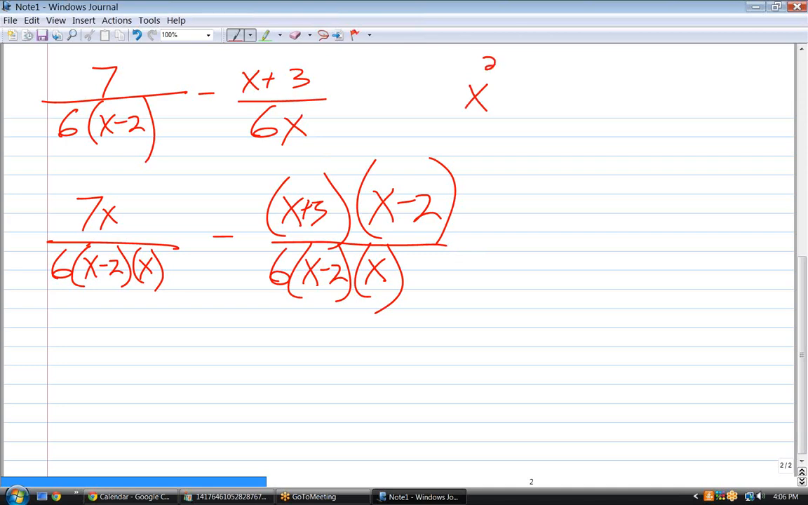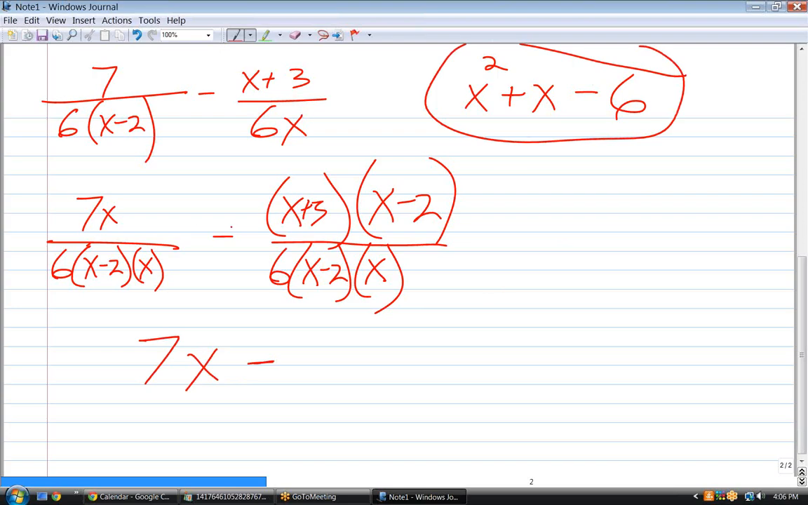It's x squared plus x minus 6. Okay. So here's what I have now. I have 7x minus this quantity. And whenever this is a minus, make sure you use parentheses, because it will change your answer if you do or don't. Notice that as long as I use parentheses, I can do this. If I don't, when I remove those parentheses, it's going to change the sign on the x term and the 6 term.